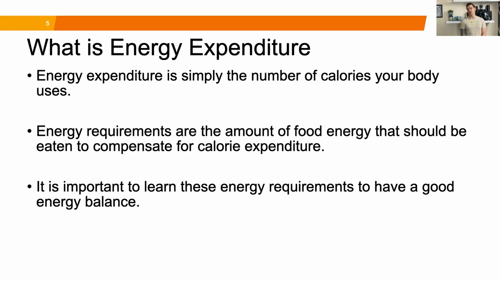So what is energy expenditure? Energy expenditure is basically the amount of energy the body uses. So the amount of energy that you use day to day. Energy requirements are the amount of food for energy that you're eating, so basically how much you need to balance out your expenditure. That comes into energy balance again. Your energy requirement being the same as your energy expenditure will lead to maintenance or equilibrium.